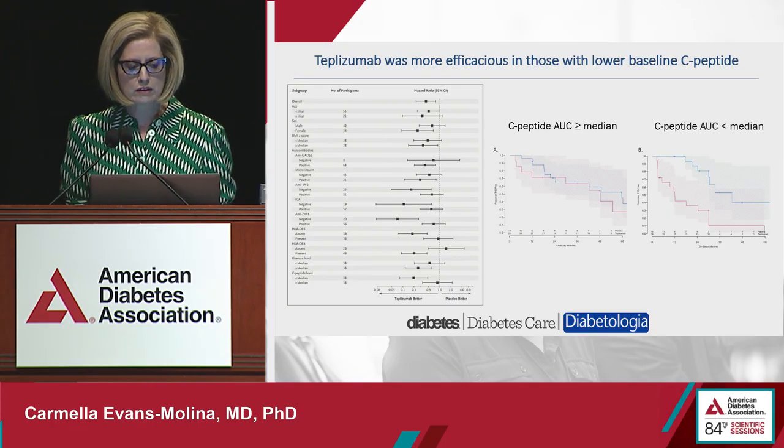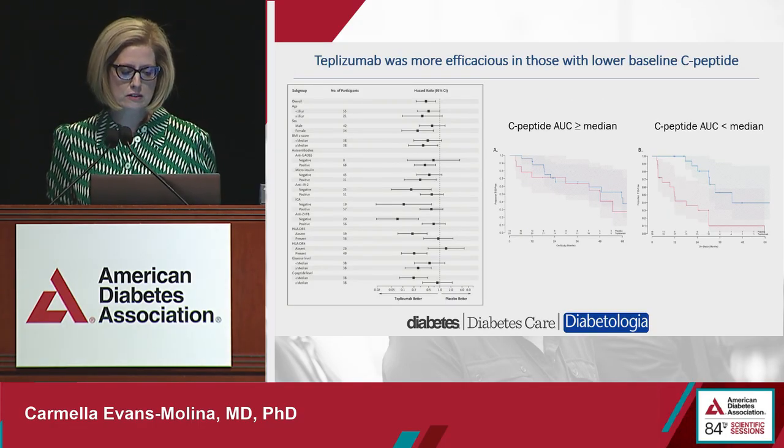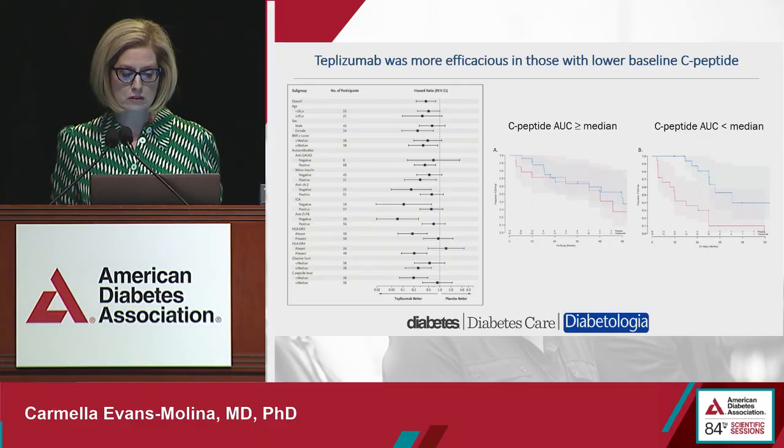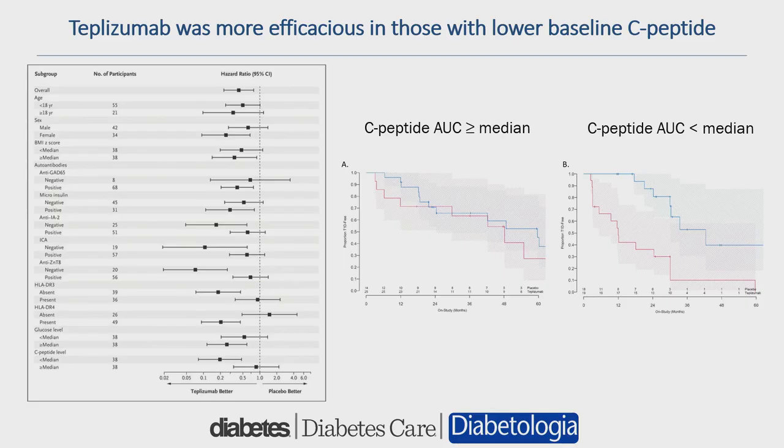So one way that we can understand heterogeneity in clinical trials, which is a challenge in type 1 diabetes because our trials are small, is to do subgroup analyses. And I want to just highlight a few important subgroup analyses that have been done as part of the teplizumab study. These were pre-specified. The caveat, of course, is that you're looking at very small numbers of individuals when we make these assessments.